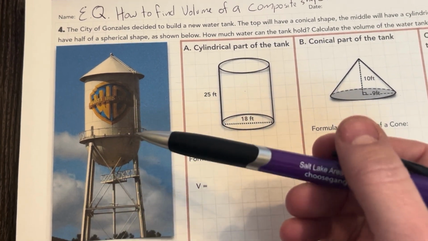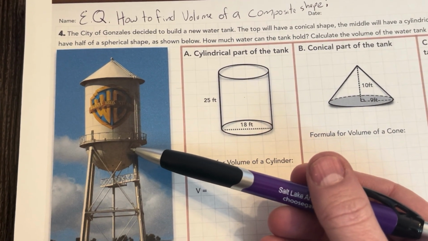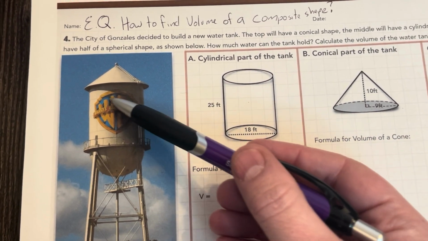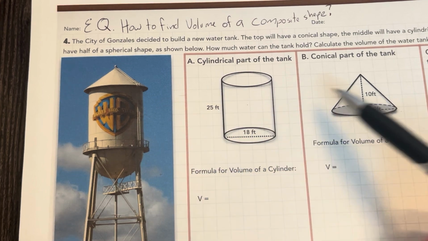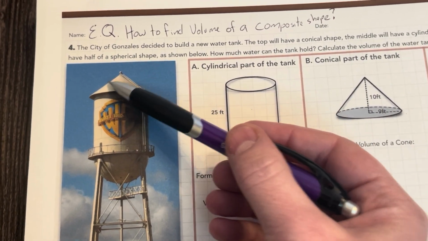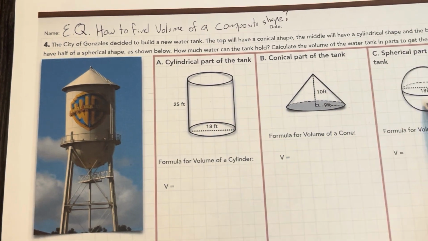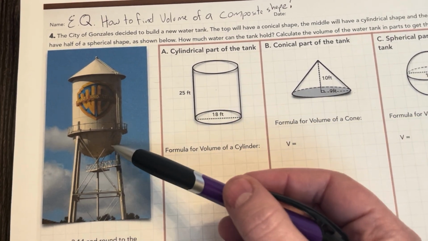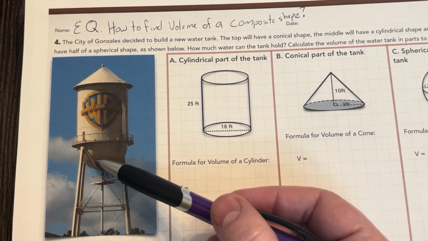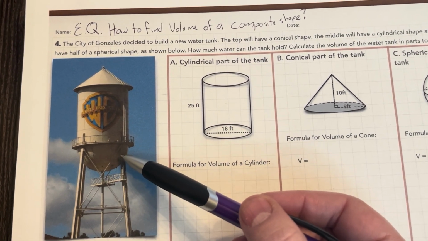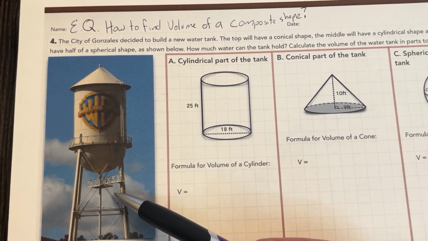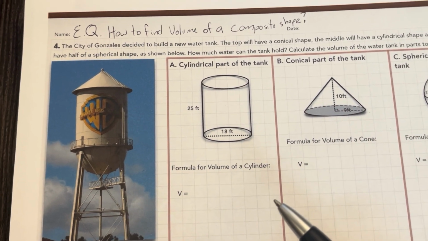If you look at this water tower right here, you'll notice that there's a cylindrical part, meaning a cylinder, in the middle. There's a cone on the top. And on the bottom, there is a half sphere. So what we're going to be doing today is finding the volume of shapes like this that need to be broken into different pieces.